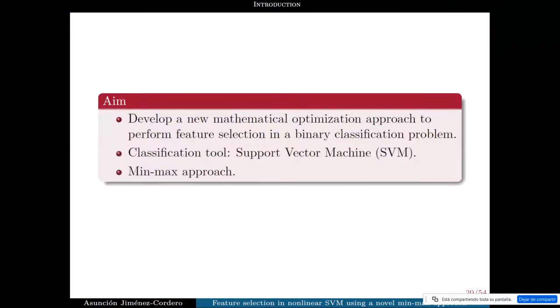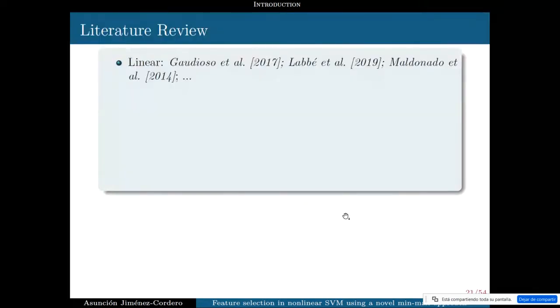So the aim of this work is to develop a new mathematical optimization framework in a way that we can handle the nonlinear SVM classification problem at the very same time that we select the most important features. And to do this, we are going to apply a min-max approach. So what is done in the literature? There are a lot of works relating SVM classification and feature selection in the linear setting, and also in the nonlinear one, which is the setting that is important for us.